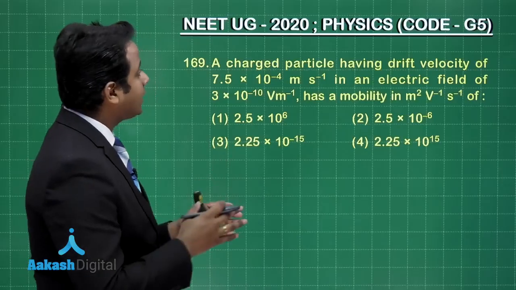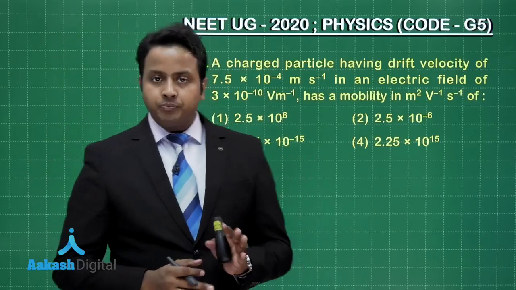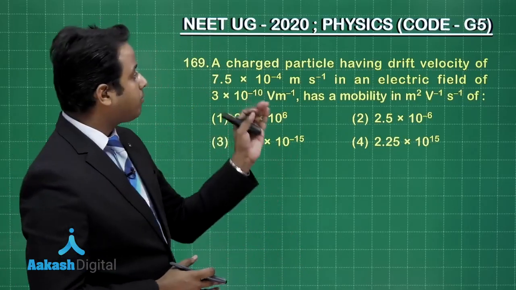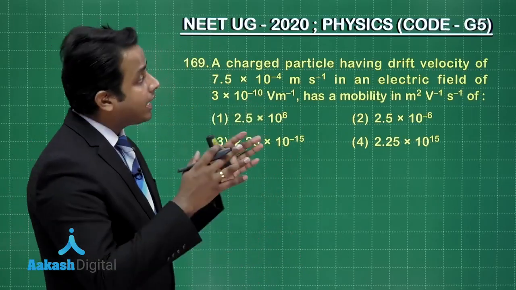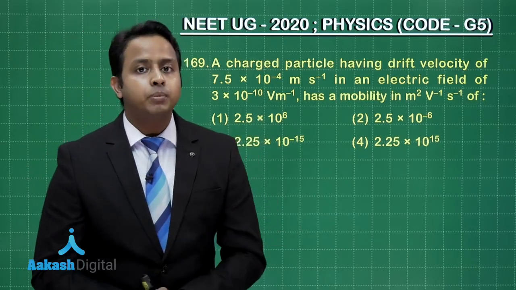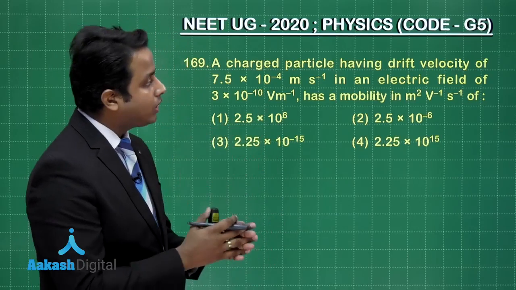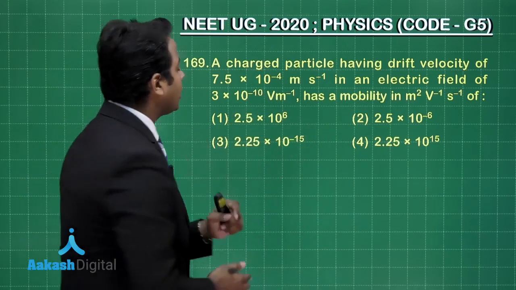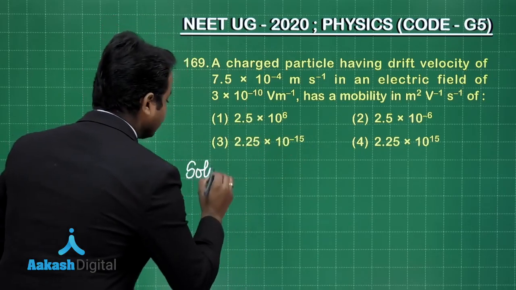Question number 169 says, a charged particle having a drift velocity of 7.5 × 10^-4 meter per second in an electric field of 3 × 10^-10 volt per meter has the mobility of how many meter square per volt per second? Now clearly that's a formula based question.